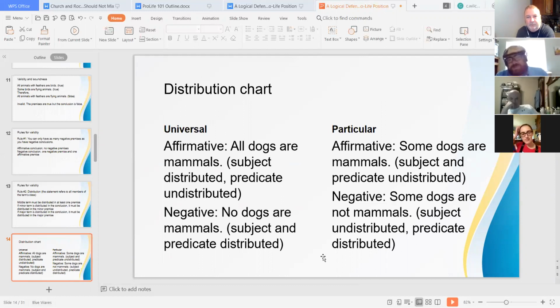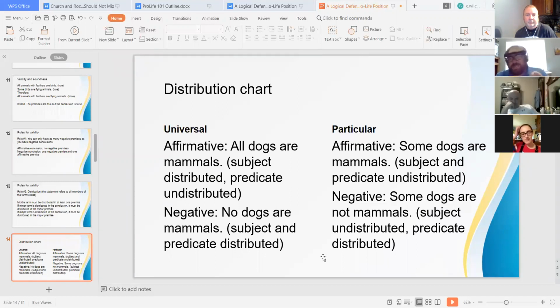If your statement is universal affirmative, for example, all dogs are mammals, the subject is distributed because you're dealing with all dogs, but the predicate is undistributed. You're not dealing with all mammals, you're only dealing with the set of mammals that are also dogs. Your negative statement, no dogs are mammals, both are distributed because you're dealing with all dogs and you're saying they're not mammals, and you're dealing with all mammals and saying they're not dogs. So the subject and predicate are distributed.